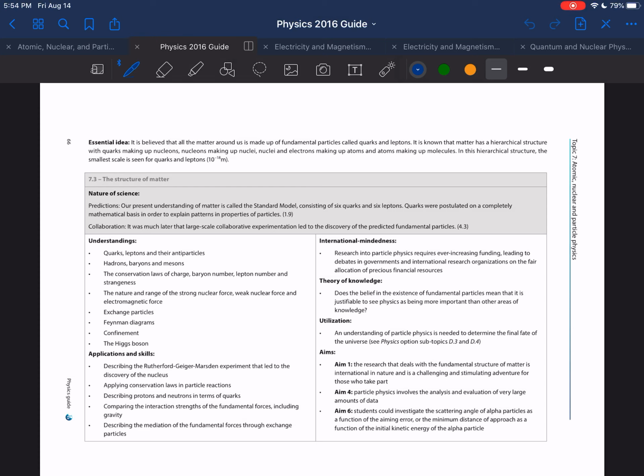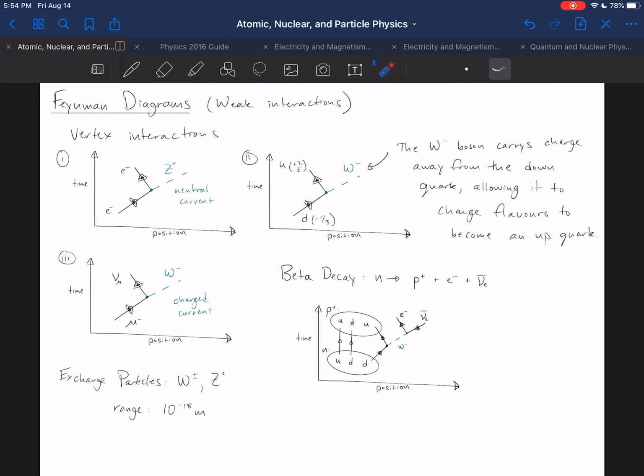Hello everyone! In this video we will continue to examine topic 7.3, the structure of matter, and in particular we will continue to unpack Feynman diagrams. Alright, in the last video we examined how we can use Feynman diagrams to unpack all of the fundamental vertex interactions of quantum electrodynamics and then applied it to actual pair production and annihilation.